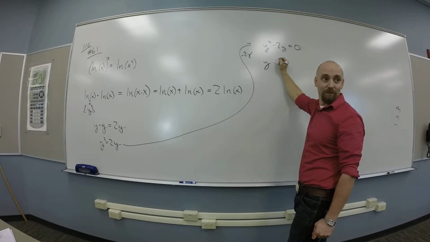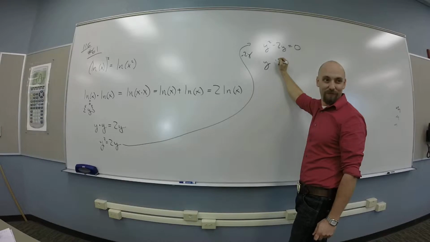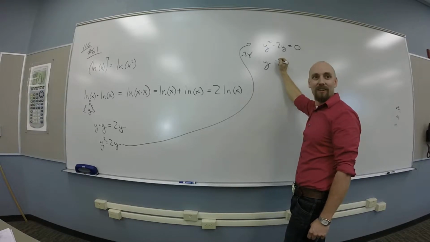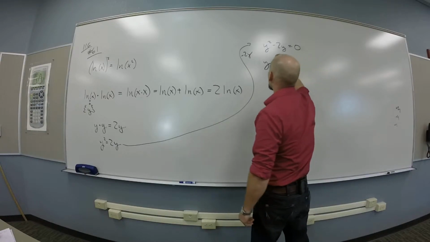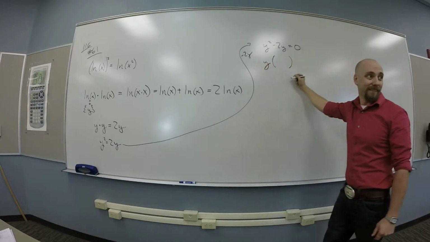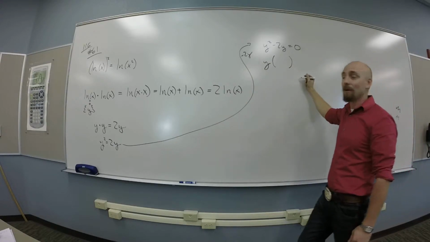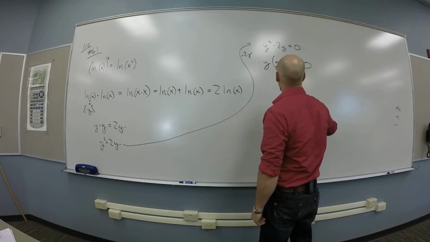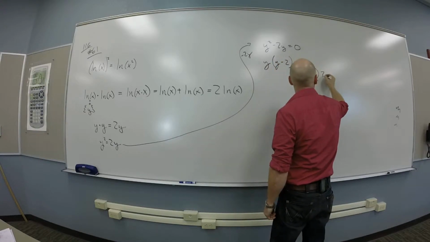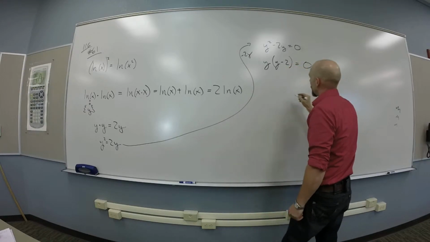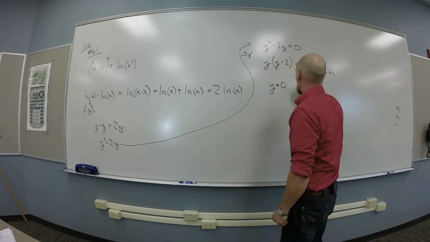How do I break that apart? Not foiling, what is it? Unfoiling, yeah, factoring. It's y and y minus 2. Yeah, y times y minus 2 is 0. What does that tell me? What am I applying here? Zero product: y is either 0 or 2.